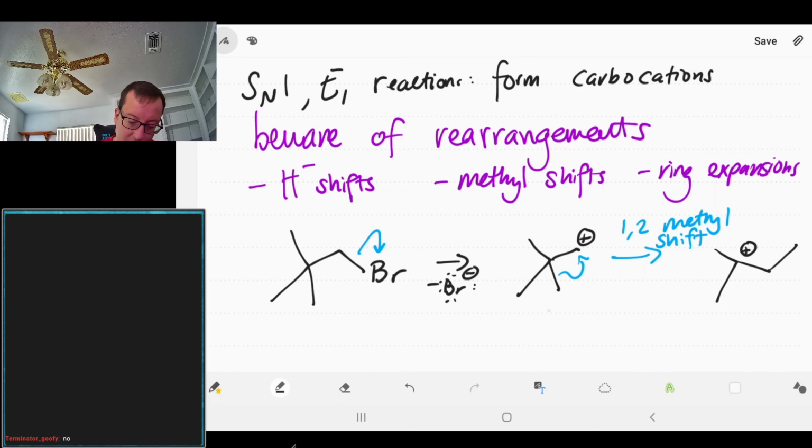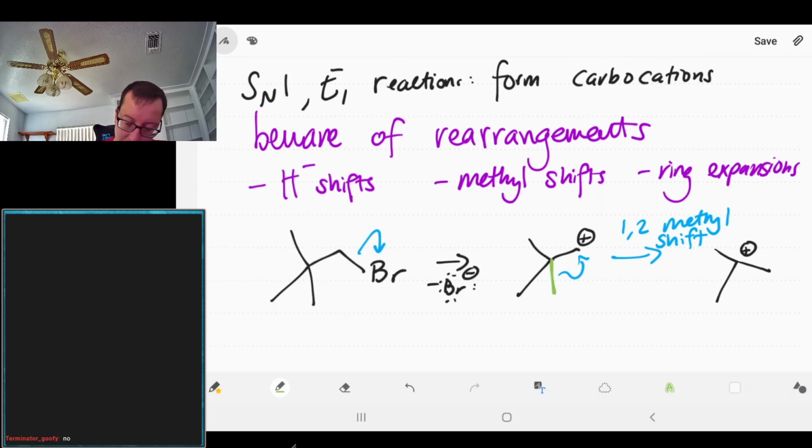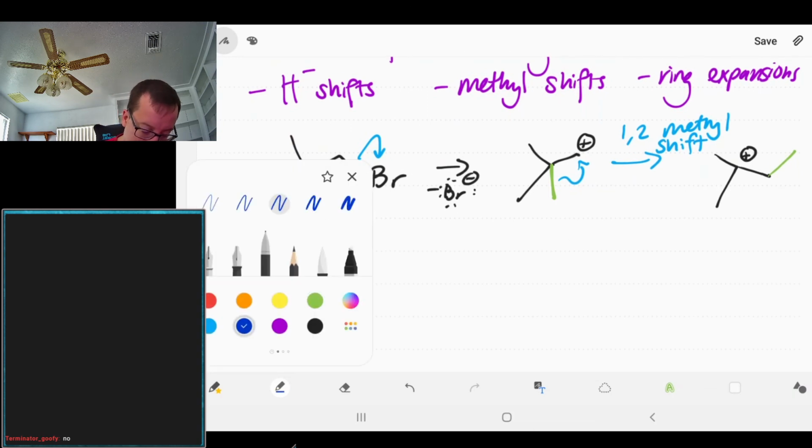So the methyl group, I'll draw it in green so we can see where it's gone. Our methyl group has moved over to a new carbon. So it's moved on to that carbon, and now we have our carbocation on a tertiary spot. So carbocations can move one carbon over if it makes them more stable. And they can do that by either moving a hydride or moving a methyl group. Remember that carbocations can also do weird stuff with rings.